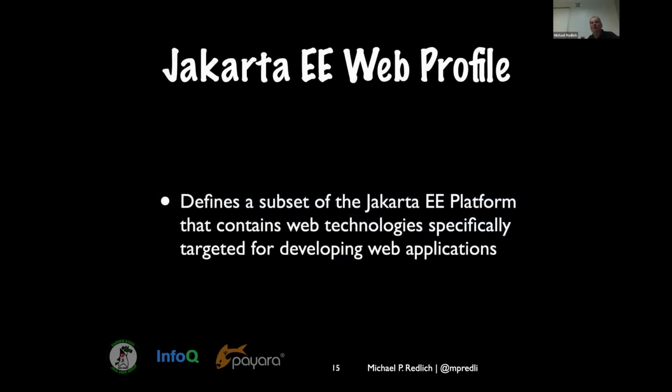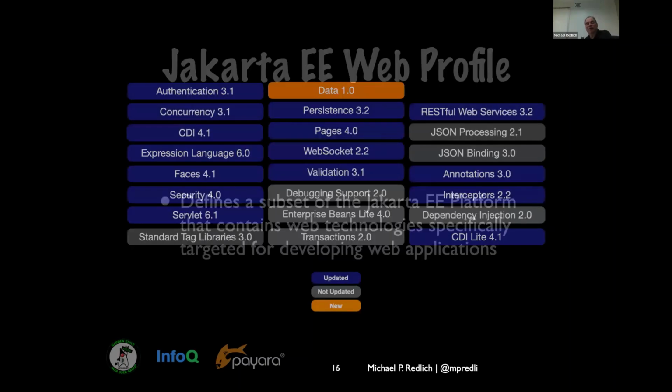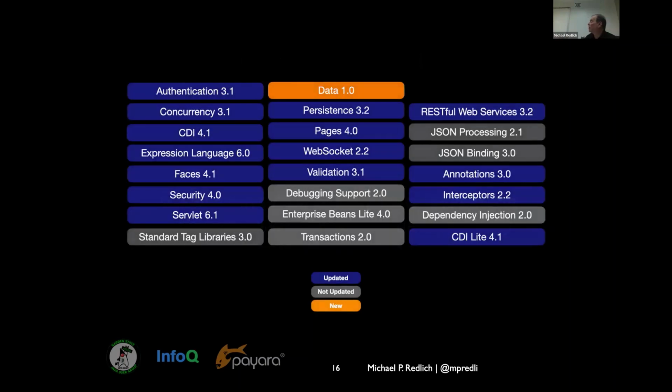So the web profile is just a subset of the platform for web technologies, specifically targeted for web applications. And then it's a smaller set from the platform. Jakarta Data made that one too, right?